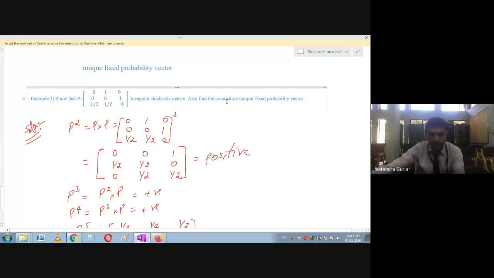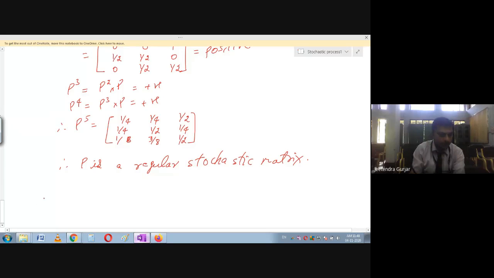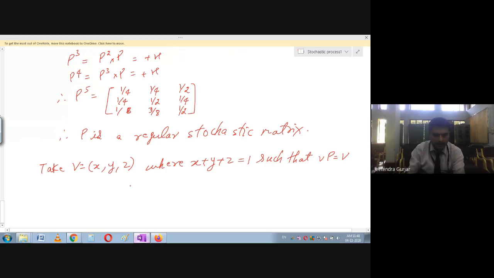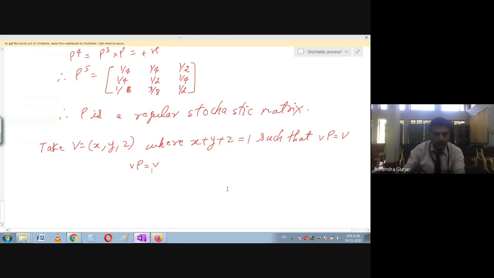Now go to find the associated unique fixed probability vector, students. How are we going to find the fixed probability vector? Okay, start solving again. Take V equal to x, y, z, where x plus y plus z is equal to 1, such that, so here you can see they have taken P as a matrix, therefore Vp is equal to V by definition. Please remember this. I'm going to take Vp equal to V by definition of fixed probability vector. So again, simplify, students. You can take x, y, z, and then substitute the value of P.